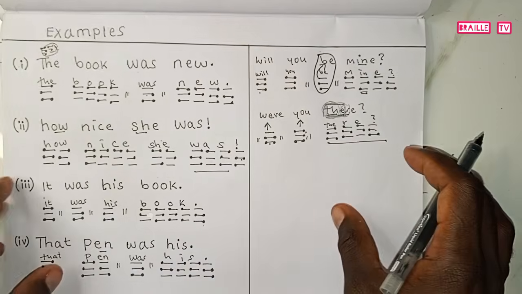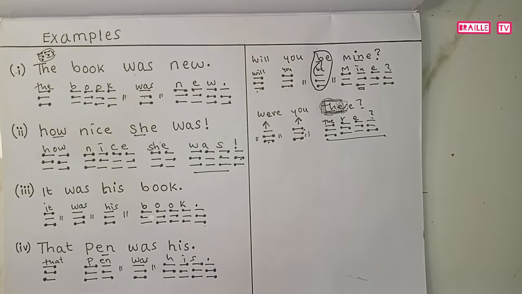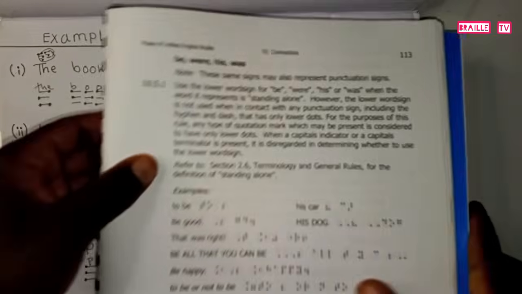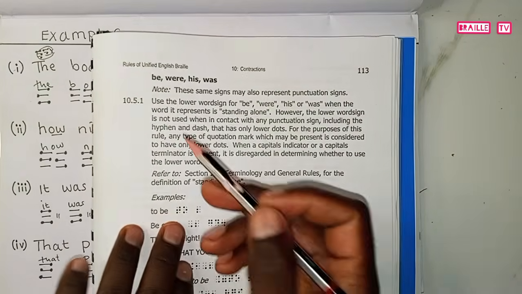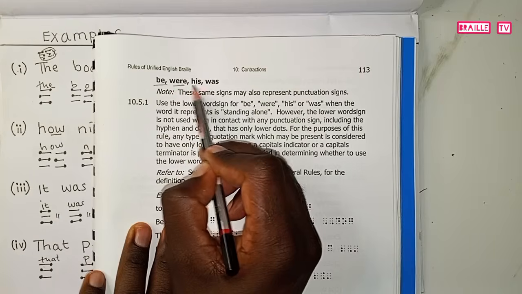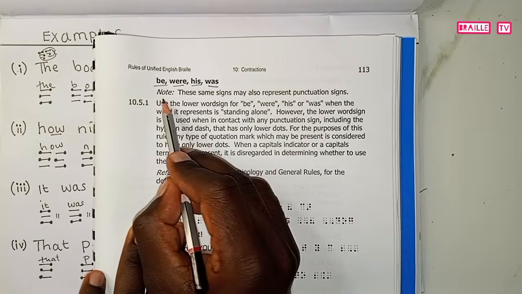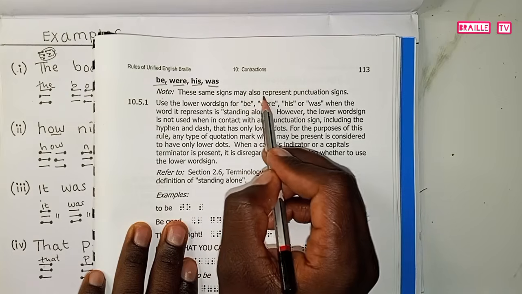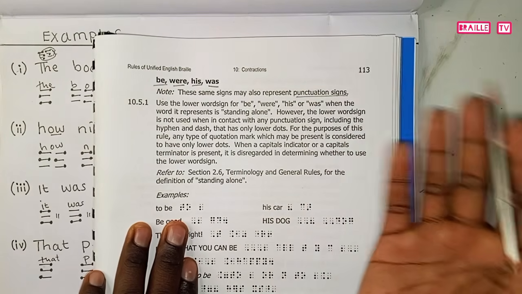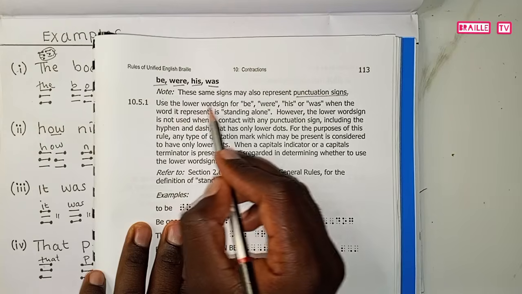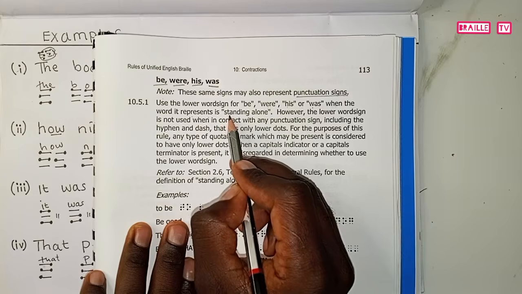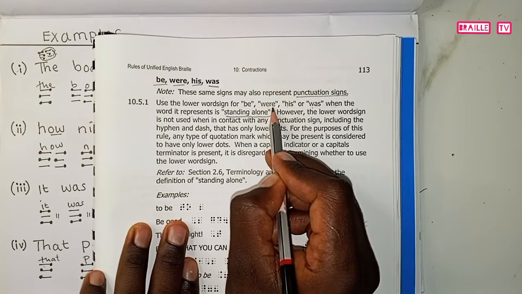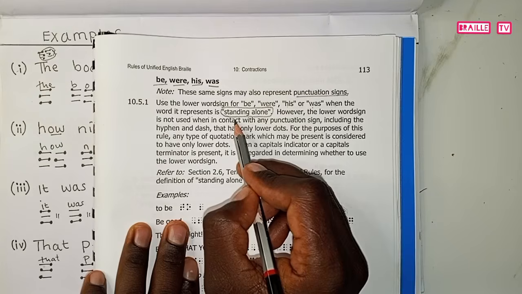So let us read something from my book, which I call the Rules of Unified English Braille. Let us read very fast together. It's going to help us. We are being told that be, were, his, was. Note, these same signs may also represent punctuation, we all know that. Use the lower word signs for be, were, his, or was when the word it represents is standing alone.